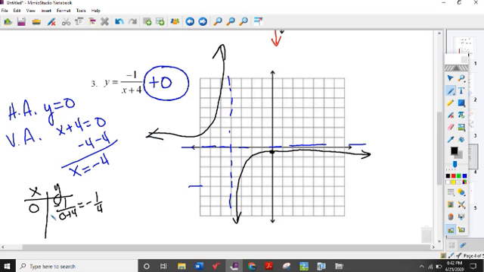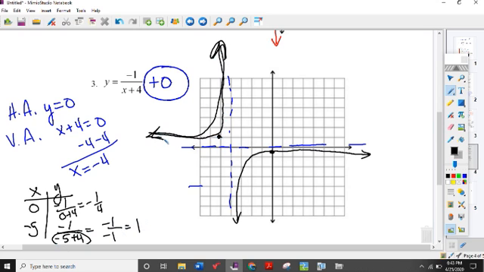And again, I'm just going to pick a value at random. And I will do, let's see, this is negative 4. So let's do negative 5. Negative 1 over negative 5 plus 4. I have to do the denominator first. So that's negative 1 over negative 1, which is positive 1. So negative 5, positive 1. So my sketch was a little off.